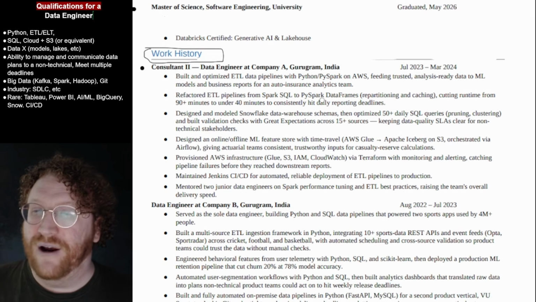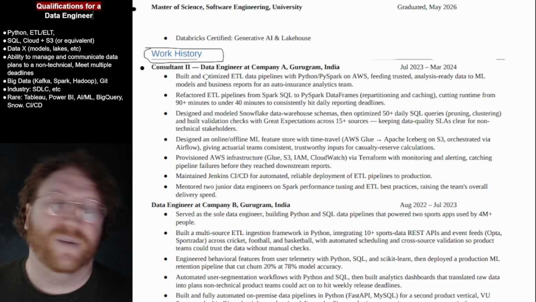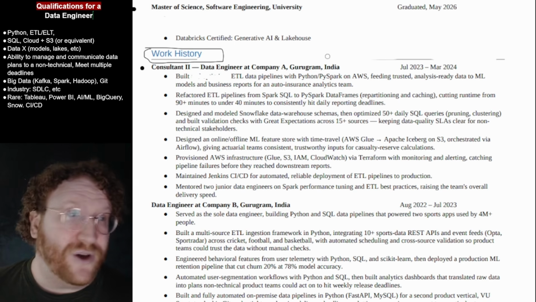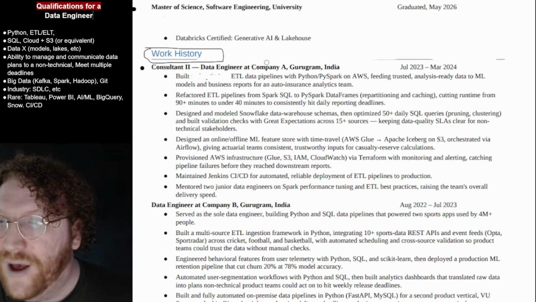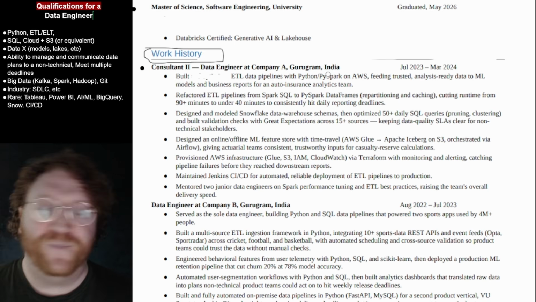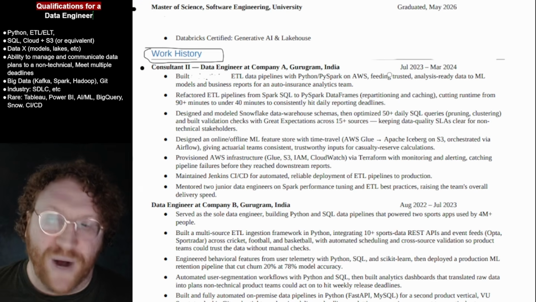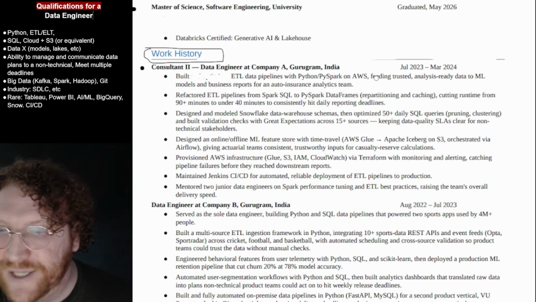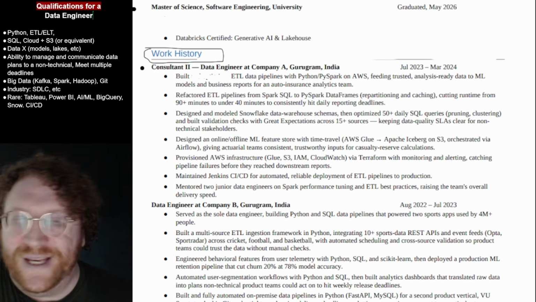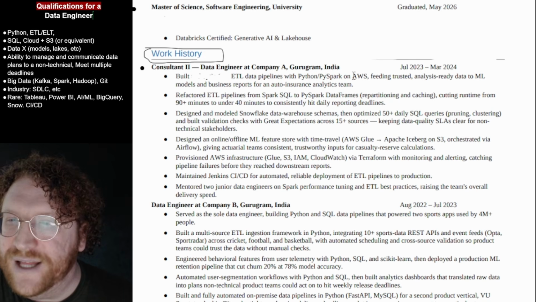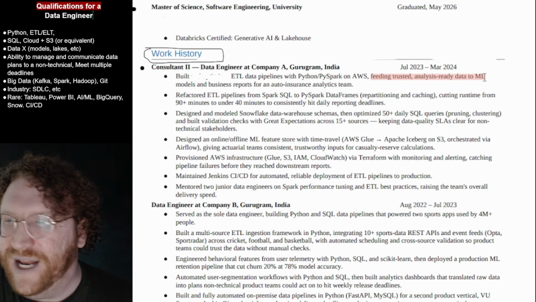Then we go down to here and built and optimized. What is optimized? What do you mean optimized? I don't know. Why is that impressive? It's not. I don't care. So built ETL data pipelines, this is good, right? This is what we're looking for. With Python, PySpark on AWS. Great. Feeding trusted... See, this part you're going too much. What is feeding trusted analysis-ready data? That doesn't mean anything.